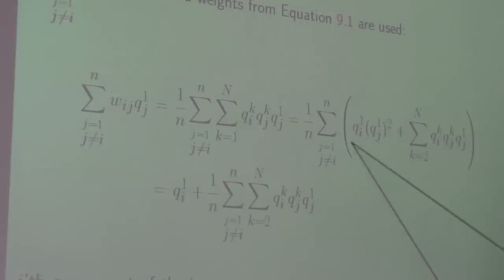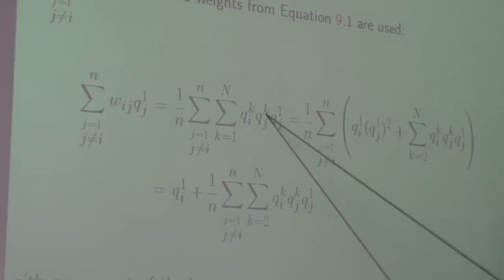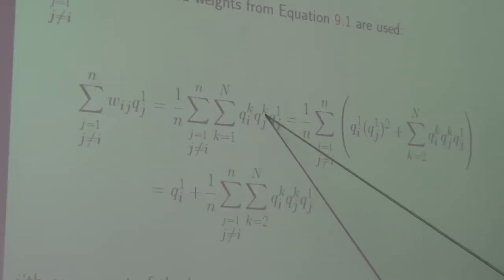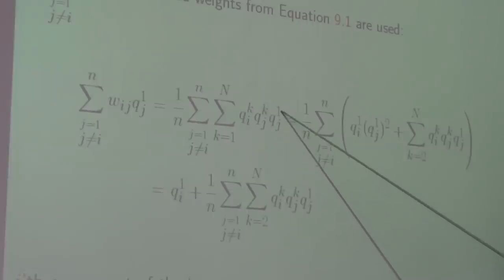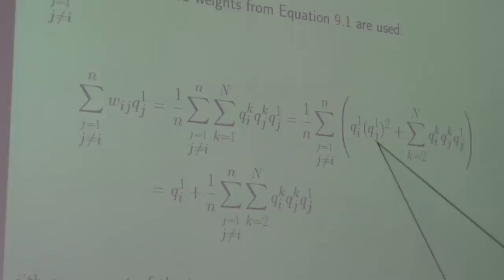And this is what we have here. Look, for k equal 1, why do we use k equal 1? Because it makes it simpler. For k equal 1, we get qi1 squared. That's what we get here. So this is the first term out of the sum. And the rest of the sum is what we had here, but we start the index with k equal 2. So that's not really difficult.